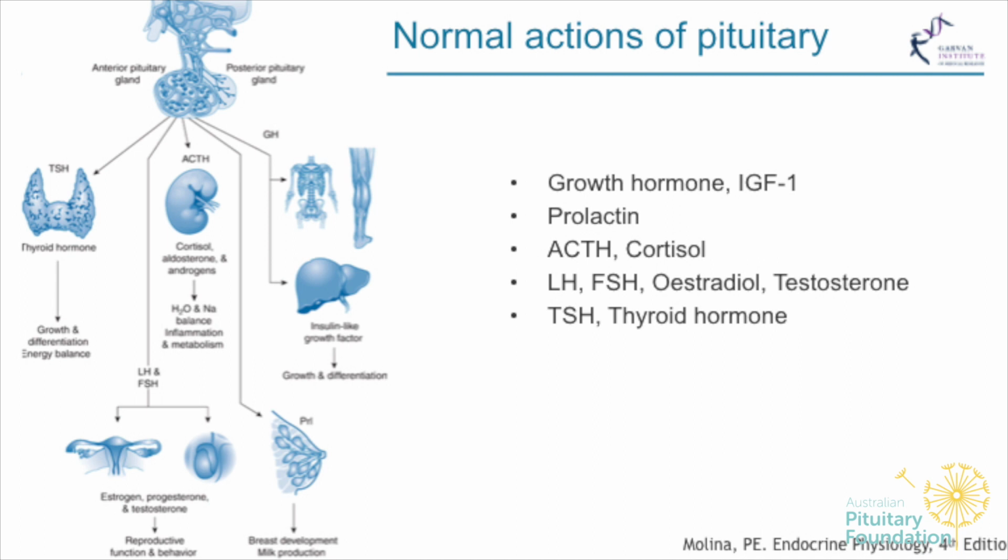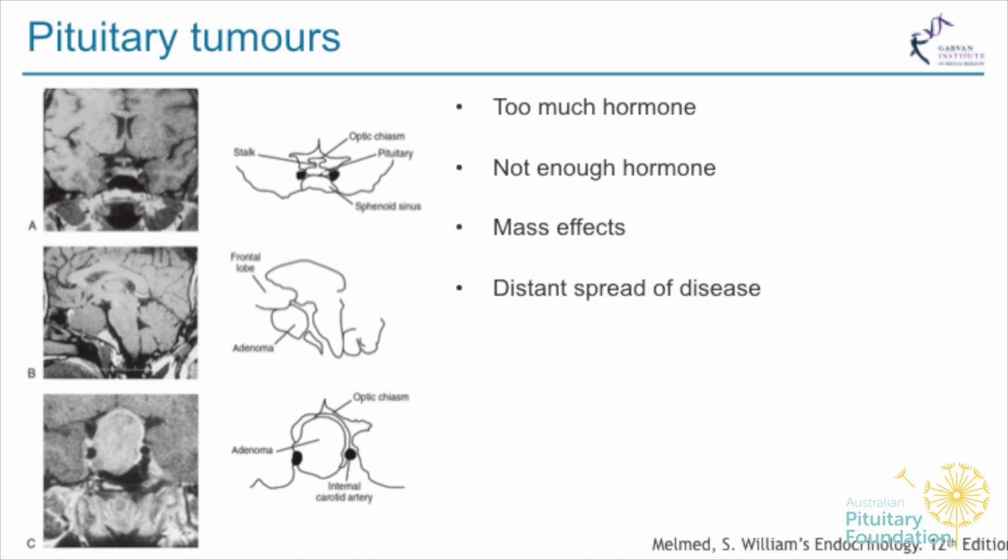The normal physiological actions of the pituitary are wide and varied. I like to call it the hormonal control centre of the body. So it secretes growth hormone, which in turn stimulates production of IGF-1, prolactin, which leads to breast development and milk production, ACTH, which we've just heard about, leads to cortisol secretion from the adrenal glands, LH and FSH, which act at the gonads to stimulate production of sex steroids, and then TSH, which acts at the thyroid to stimulate production of thyroid hormone. So when we think about pituitary tumours then, we can either think about too much hormone production, not enough hormone production, mass effects, as we've just looked at, and then much less commonly, distant spread of disease.